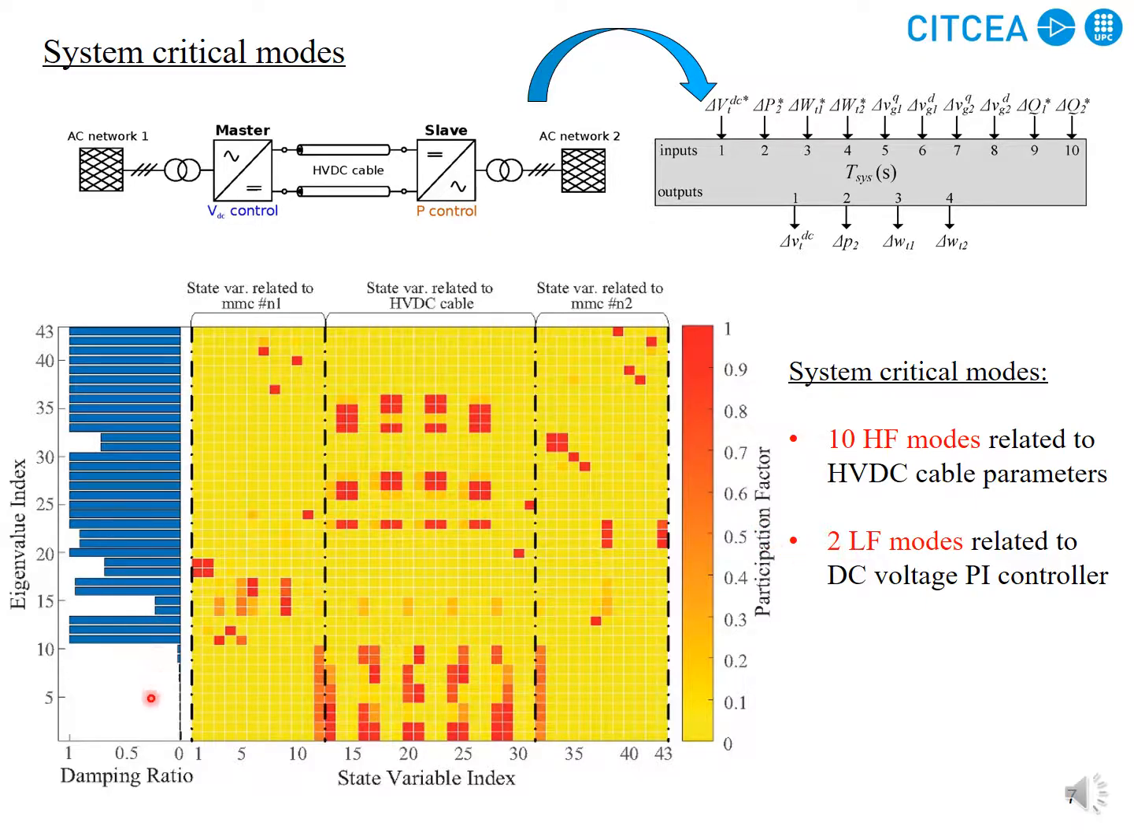And next, there are 2 conjugate modes here which are actually excited by the PI controller of the DC voltage control. And these 2 have a more or less low frequency, 375 radian per second. These 2 eigenvalues are related to the state variables of the DC voltage PI controllers. So at this point of the study, we detected the system critical modes: 10 high frequency modes and 2 low frequency modes.